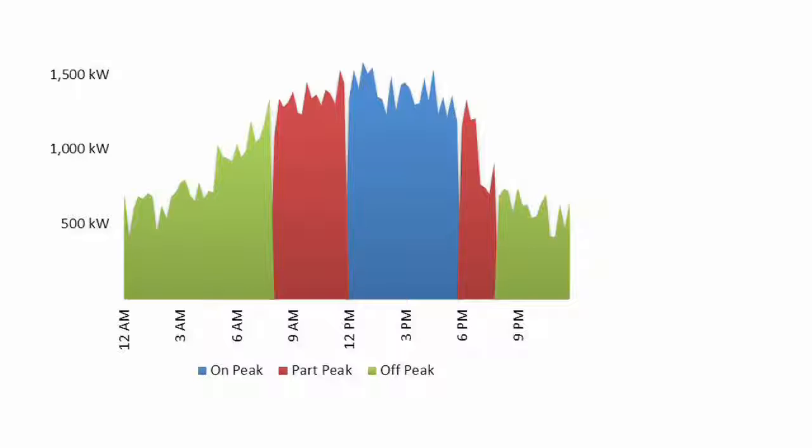The blue area is the on-peak period, and it contains about 8,300 kilowatt hours. The red area represents the part-peak periods, and they contain about 7,400 kilowatt hours. The green areas are the usage in the off-peak periods, and they contain about 8,900 kilowatt hours. Then we bill them out on the applicable time of use rates we talked about earlier.